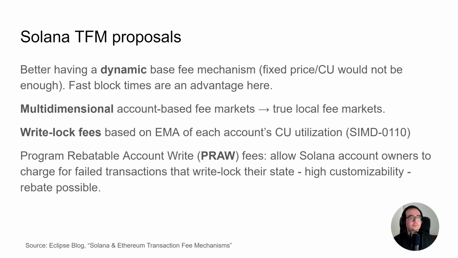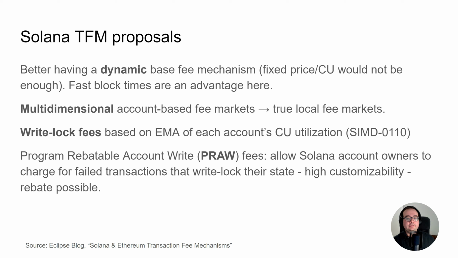So let's move to the different proposals that have been suggested or anyway proposed to solve these issues. And one that puts pretty much everyone in agreement, like, yes, we should do that, is having a dynamic base fee mechanism. So basically have the base fee not just be a fixed cost per signature, but change this cost depending on the level of congestion of the network.